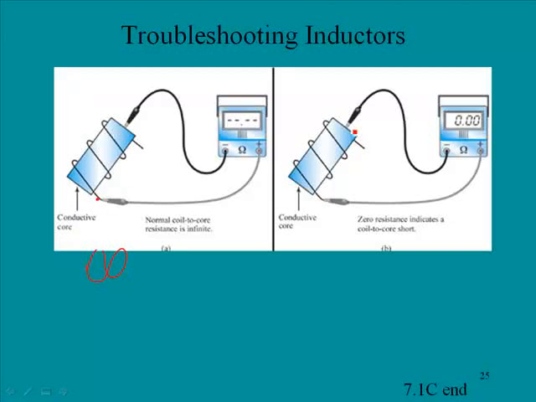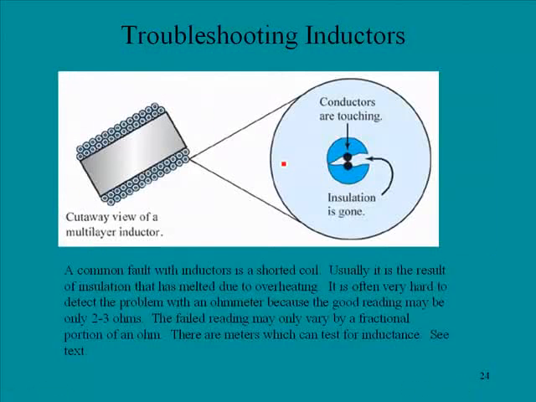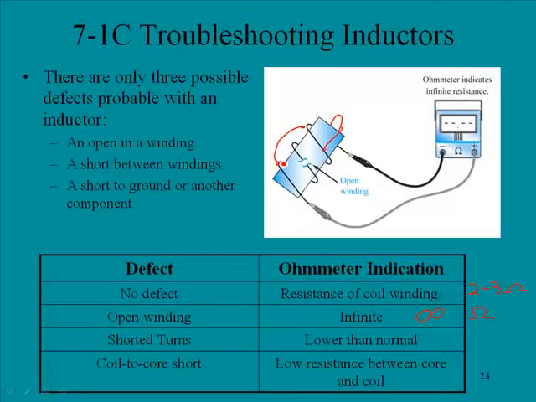Now, in this situation here, it's the same configuration, only now we're reading 0 resistance. Now, in this case, 0 resistance indicates that there is a short between the windings and the core, and this indicates a bad inductor. Okay, so this has been a brief lesson looking at procedures you might use to troubleshoot an inductor.